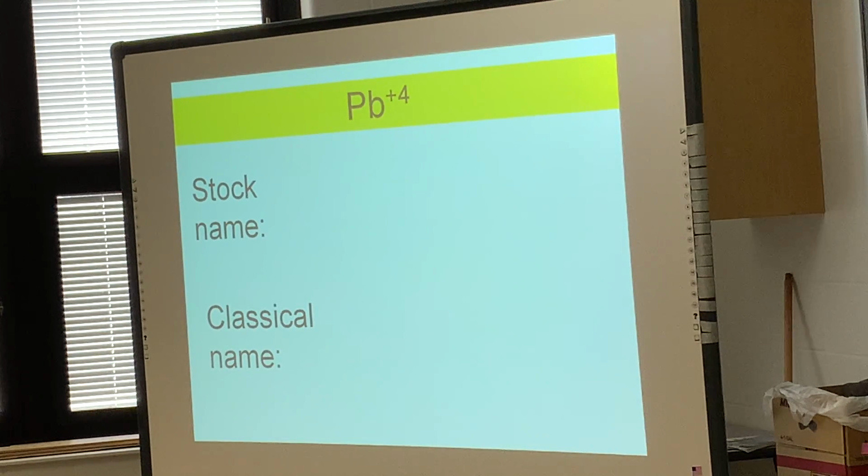Pb positive 4, two charges for lead. It's 2 and 4. This one starts with a P. Used to be called plumbum. Plumbic. Not plumbous. So lead 4 or plumbic.